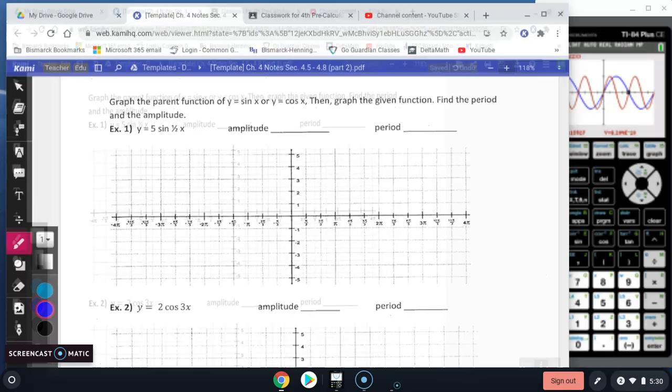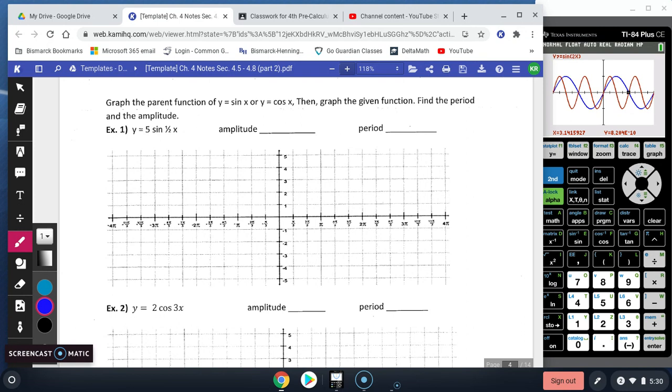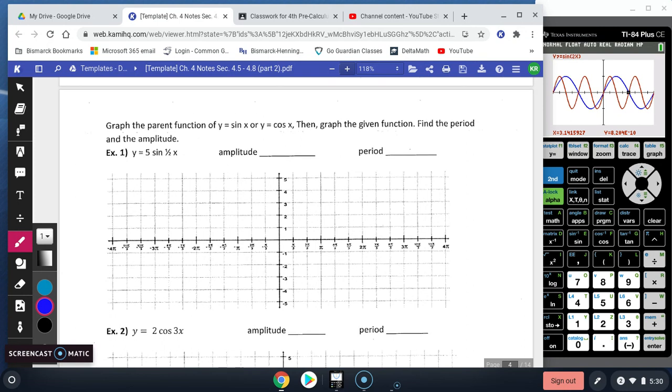But let me get my calculator here again. All right, so y equals 5 sine 1/2 x. We got all kinds of stuff going on. So first thing is let's identify the a and the b. Your equation is y equals a times the sine of bx. Identify the a. My a is the 5. My b is the 1/2.